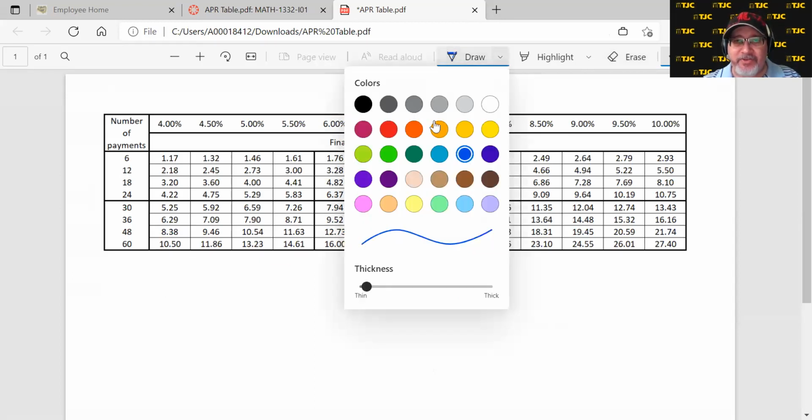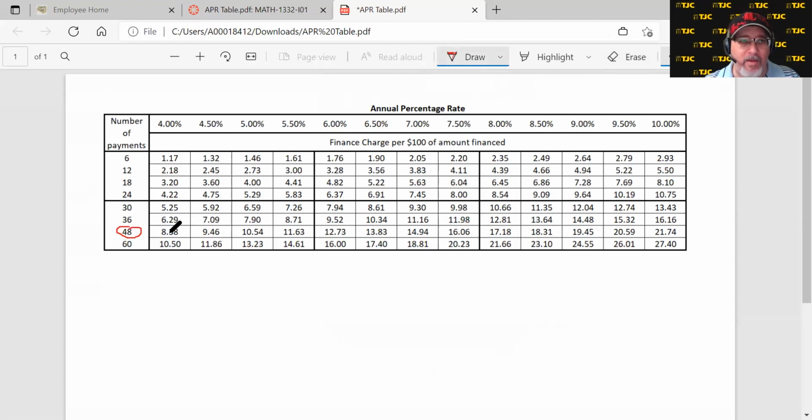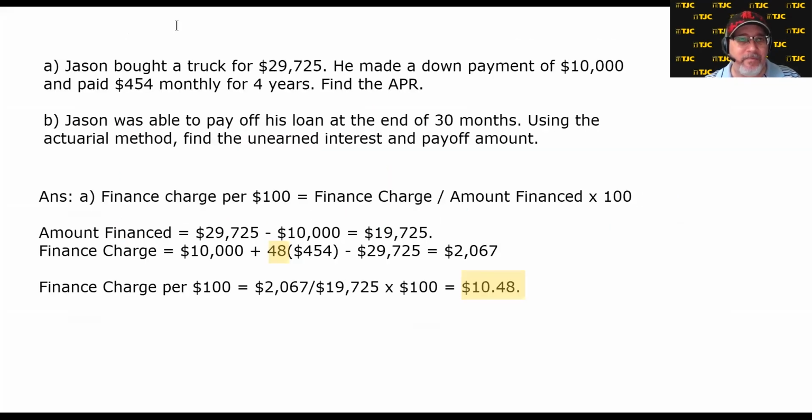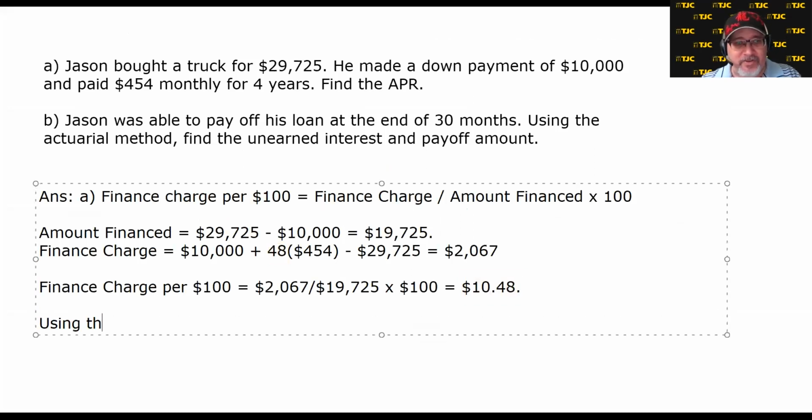48 payments is this row. We go across until we find the number closest to $10.48. So let's just go across until we find it. Oh, it's this one. Pretty sure it's this one. Let's erase that for a second. This is only 6 cents more than $10.48. This is $1.02 below. So there's no question which number in the row is closest to $10.48. It is the $10.54. And if we look up, that means our APR is 5%. So let's say that. Using the APR table, the APR is 5.00%.